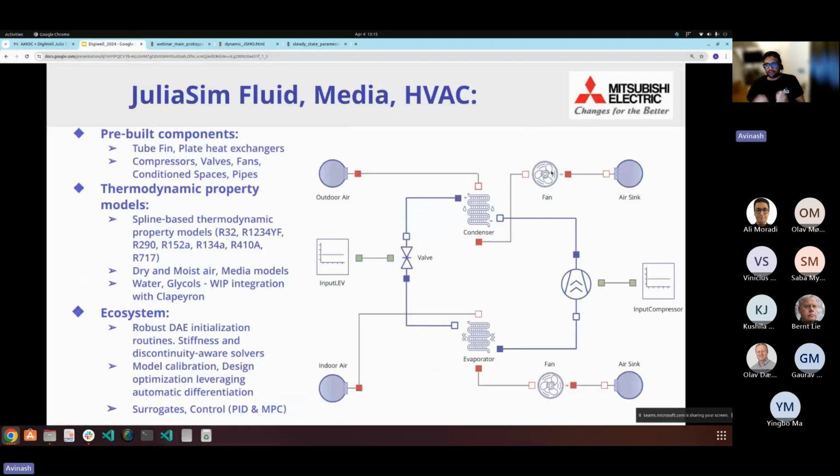All right, so I'll give a demo now, but just to provide an overview, we have three separate products that are kind of related. One called Julia Sim HVAC, which is targeted at vapor compression cycles. So on the right here, I have an illustration of a vapor compression cycle.